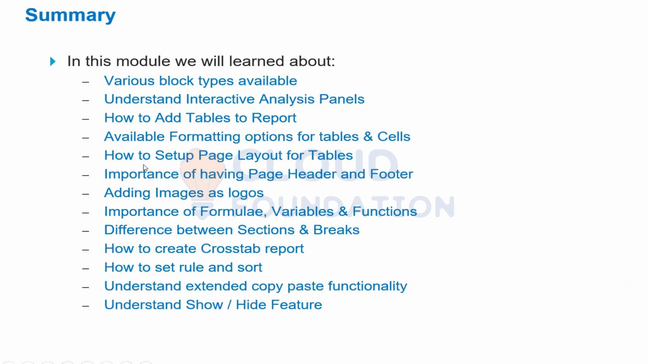So this is the summary of the third module that we covered the day before yesterday and today. These are the topics we have covered: various block types, to understand the panels in Launchpad; how we can add tables into reports; the available formatting options for tables and cells; how we can set up page layout for tables, header and footer; how we can add images as logos; how we can create formulas and variables; the difference between sections and breaks; how we can create a crosstab report; how we can set a rule for conditional formatting; how we can sort; the extended copy paste functionality; and the show hide feature. These are all the topics that we have covered under this module.